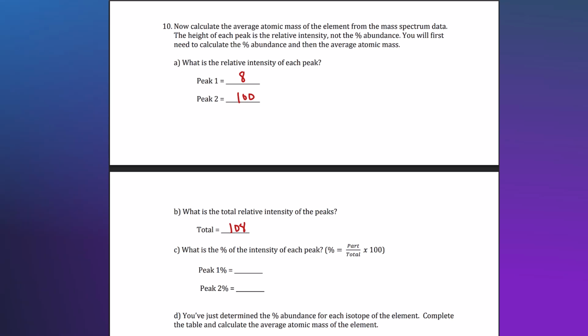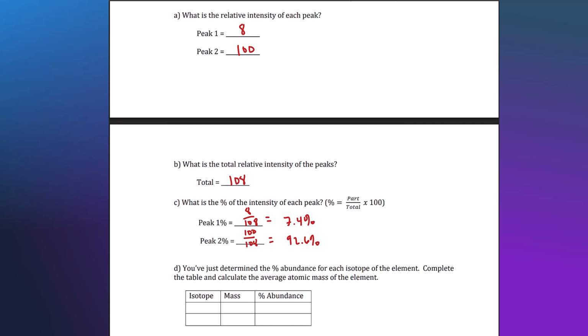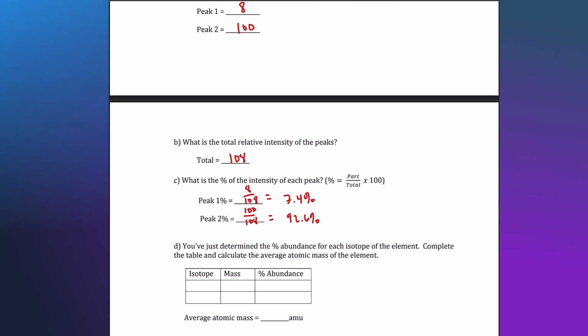So for peak 1, you're going to go 8 divided by 108 times 100, and you should get 7.4%. And for peak 2, you're going to go 100 divided by 108, multiply it by 100 to change it into a percent, and you should get 92.6%.